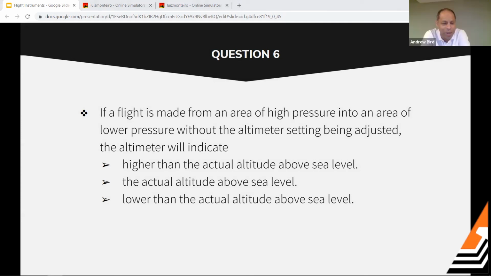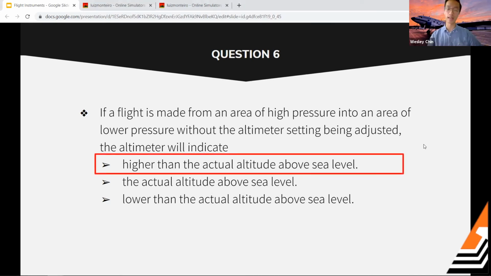High to low, look out below is what you said, right? There you go, Andrew, you got it. Yeah, high to low, look out below. So the altimeter is going to indicate too high. We're higher than what we actually are above sea level.